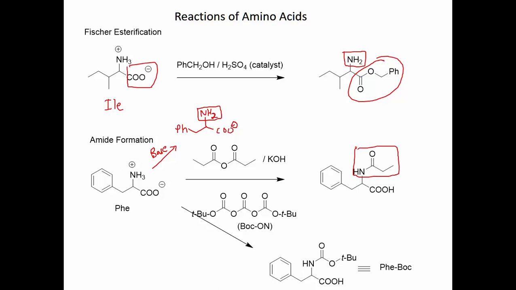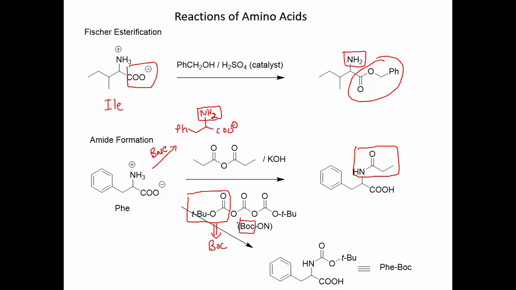One of the more useful amide systems is the t-butoxycarbonyl group, and this has the abbreviation BOC. That unit all by itself is abbreviated BOC, and that's the BOC group. This reagent here, this fancy anhydride, actually has a kind of cute name. It's called BOC-ON, and its purpose is to put a BOC group onto a nitrogen.